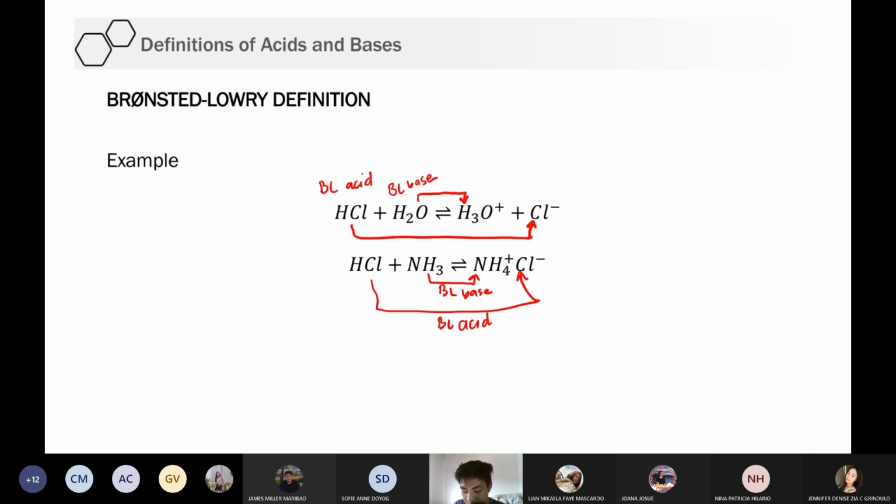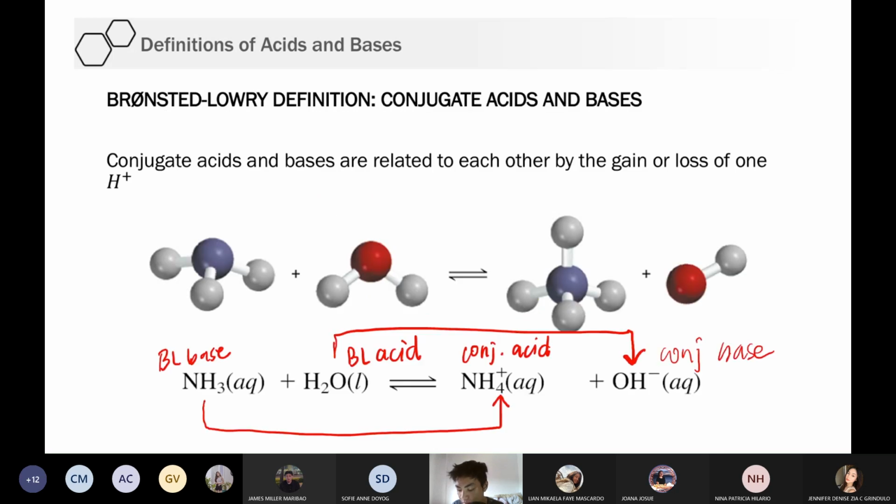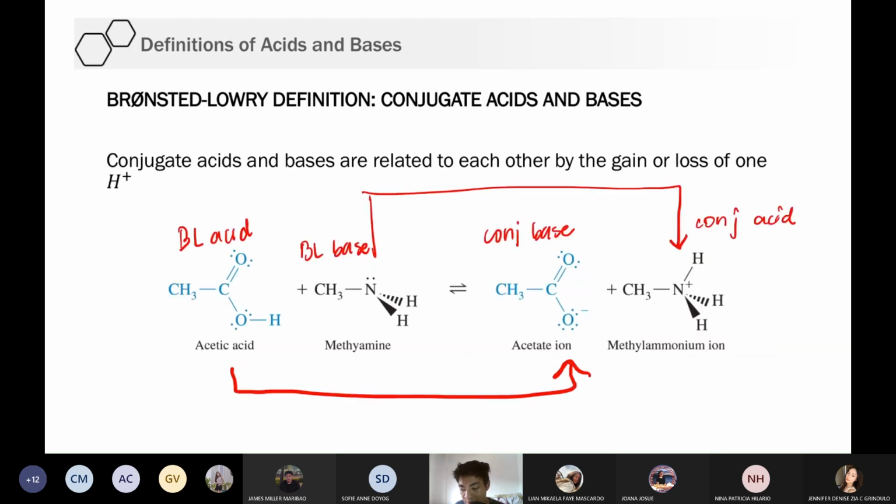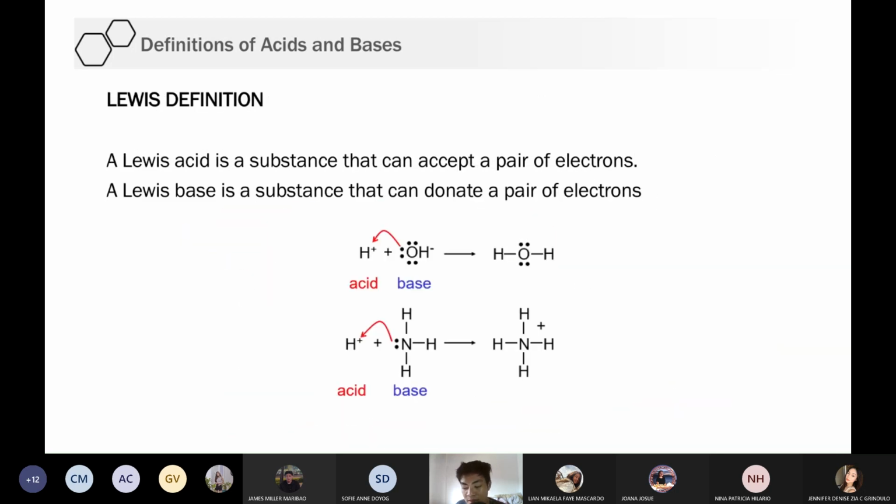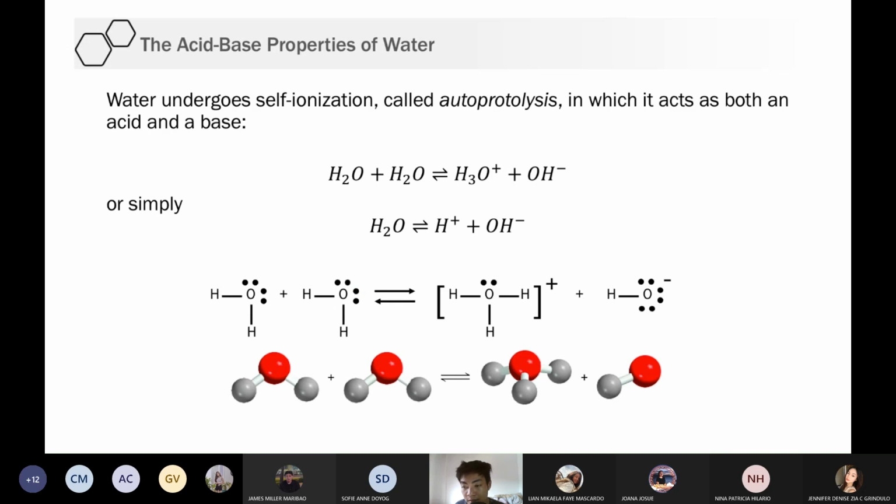For example, sa unang reaction natin, water is a base. Pero pagdating sa susunod natin example, ang water ay acid. So, that means water has this characteristic of being acid and base at the same time. Depende sa pangangailangan. So, that means the molecule is versatile.